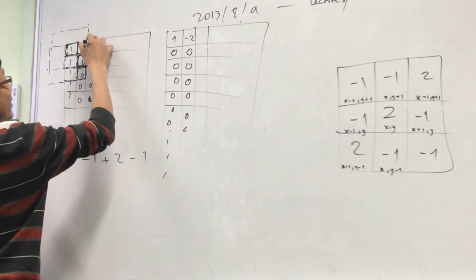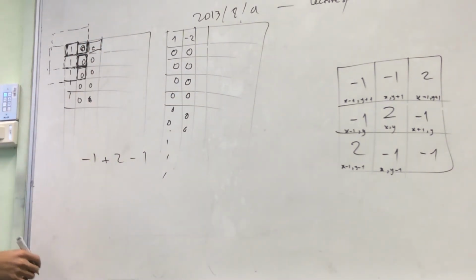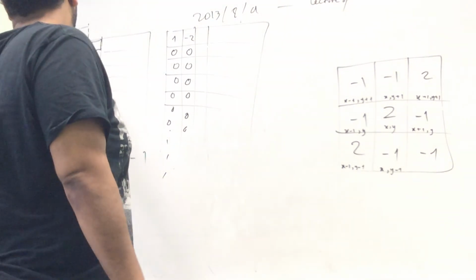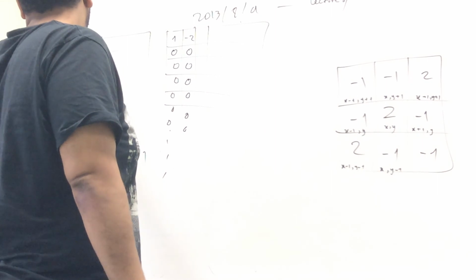How about this one? How could it be minus 1, minus 1, 0? How about this one? It will be minus 1, 2, just 0.